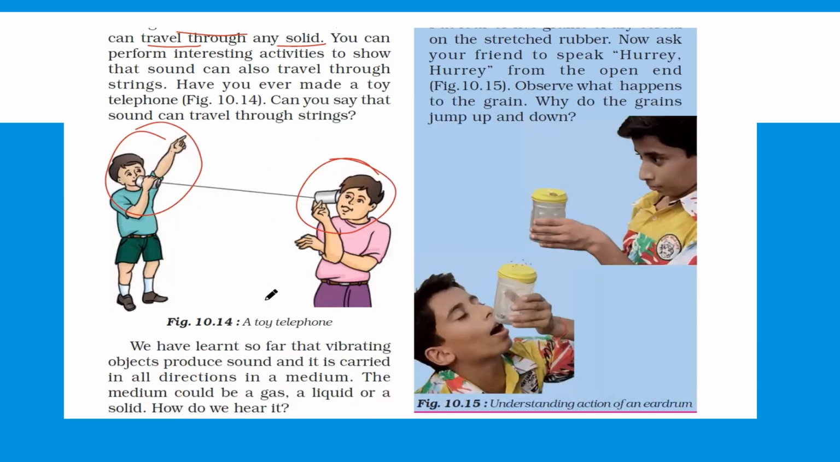So in this toy telephone, you can see that they have tied two strings along these two cans. We have learned that sound is carried in all directions and in all mediums like gas, liquid and all. Here, through strings also, sound can get transmitted. If you are speaking something, this fellow will be hearing. So this string is acting as a medium of transmission of this sound, right?